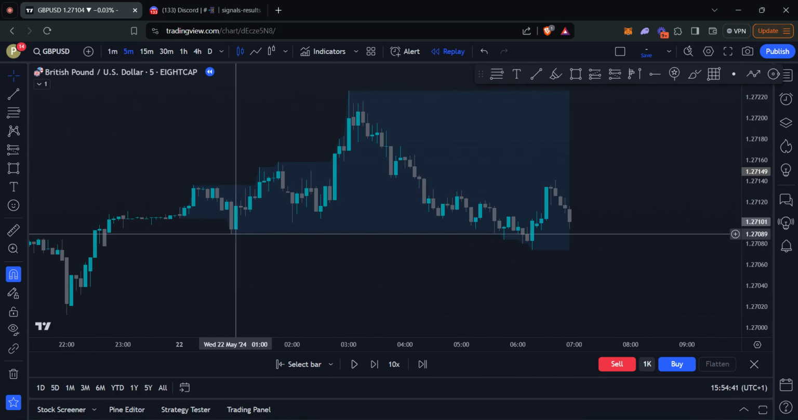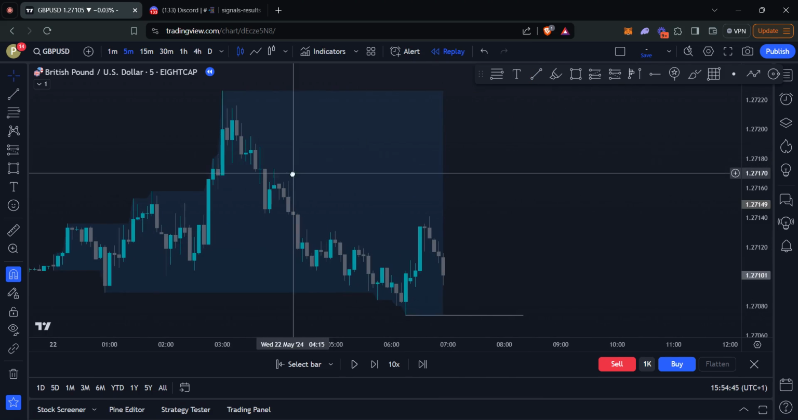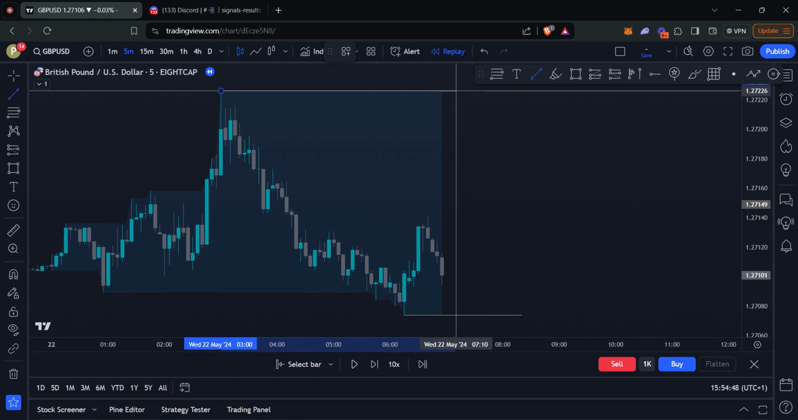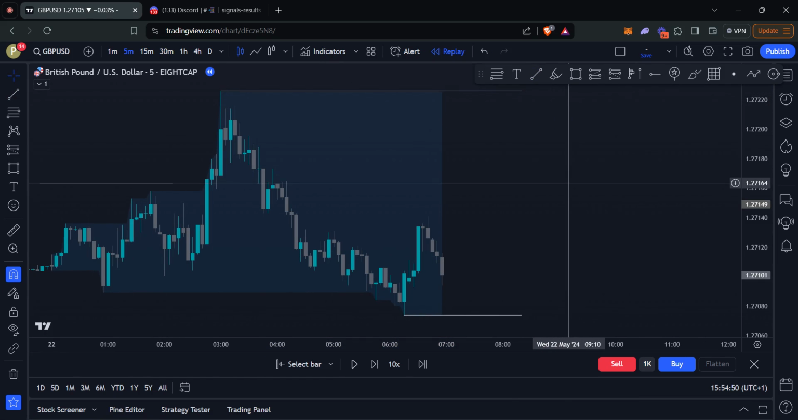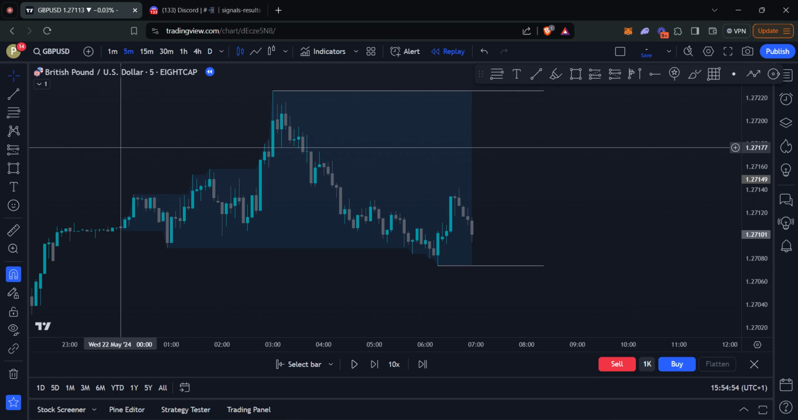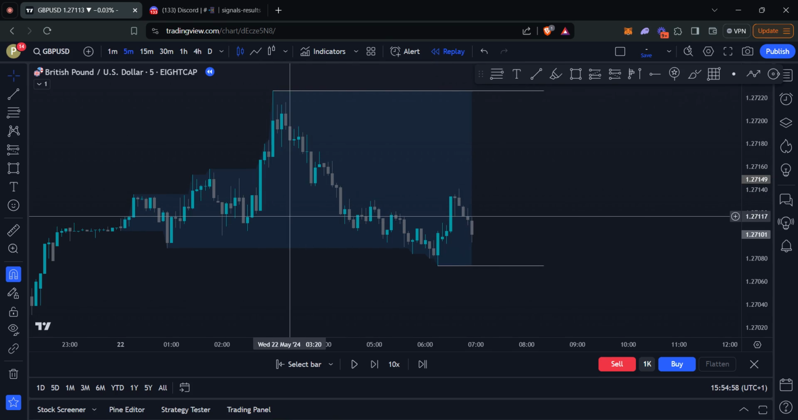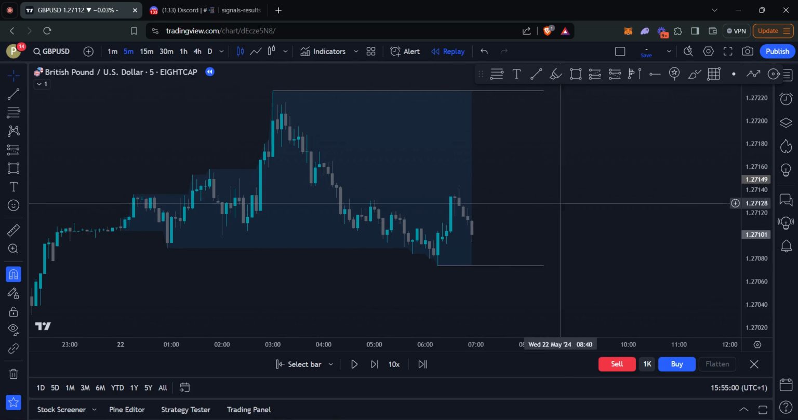And the Asia session low right here is the lowest point that we've had within this range. And this high right here is the highest point we've had within the Asia range overnight. So as you can see, the Asia range for me starts at midnight and then it ends at 7 o'clock in the morning. And anything that's happened in between is now my Asia range.